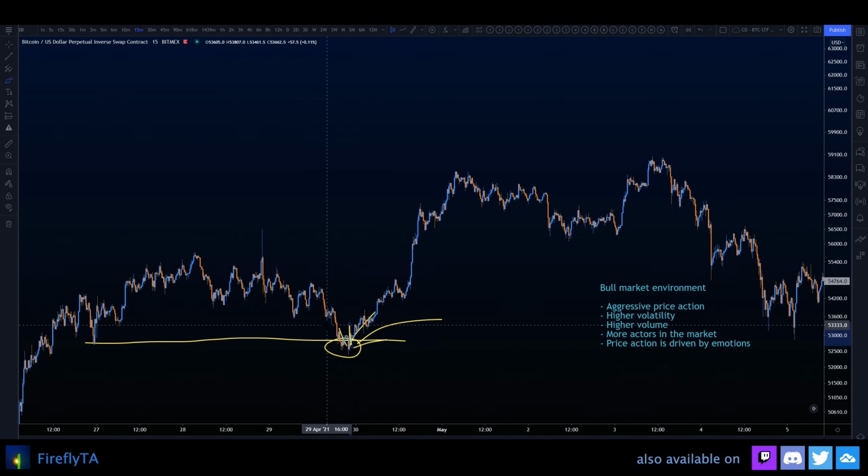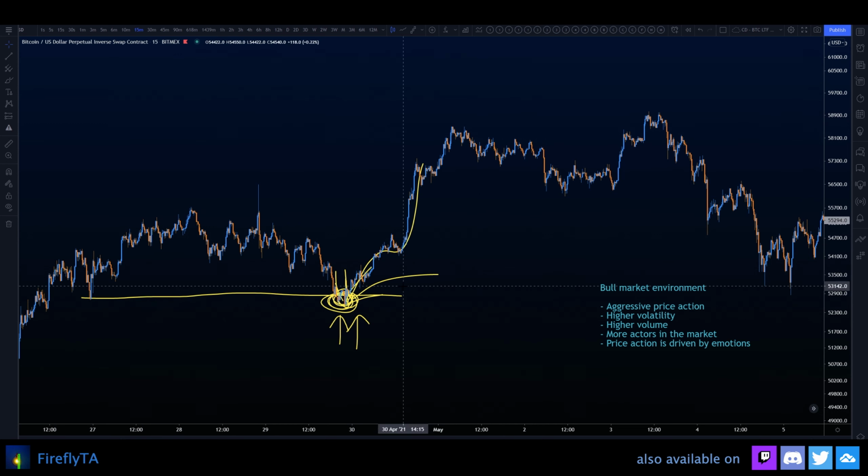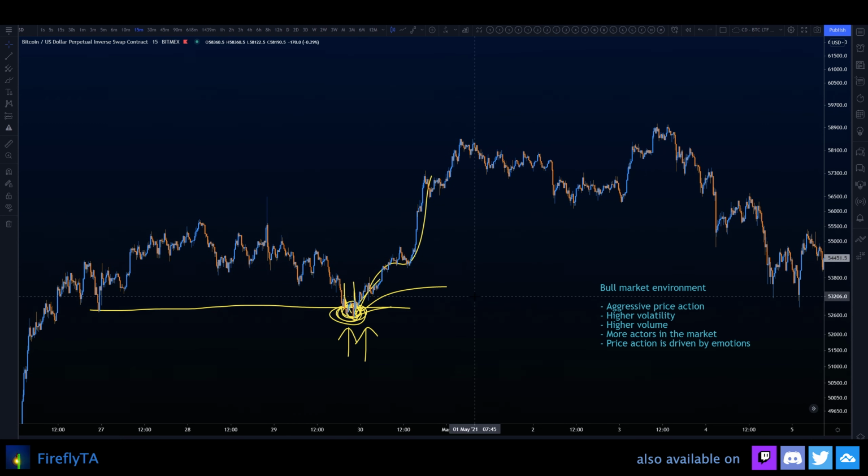So we have a lot of selling pressure at this point by the dumb money and a lot of buying pressure, because of course the smart actors know that this is going to happen. So this is a liquidity grab. They grab the liquidity and can buy into this at lower prices and make this bounce higher. This is how bull market environments work very well for the smart money and not so well for the dumb money. It is emotion-based.